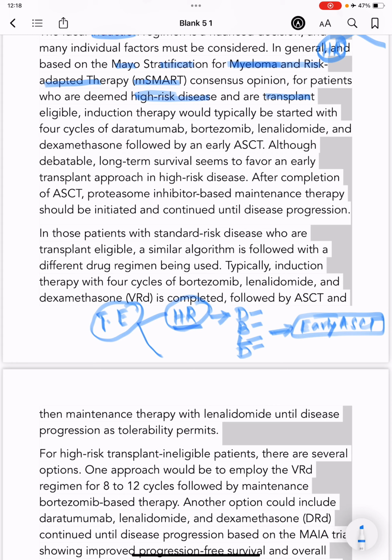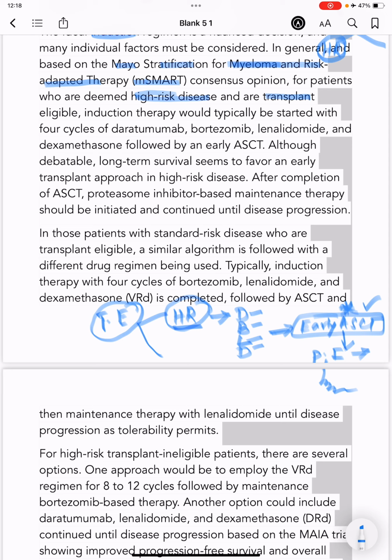Although debatable, long-term survival seems to favor an early transplant approach in high-risk disease. So in high-risk disease, early transplant approach is favorable. After completion of this transplant, patient should be initiated on a proteasome inhibitor-based maintenance therapy. It should be initiated and continued until the disease progresses.